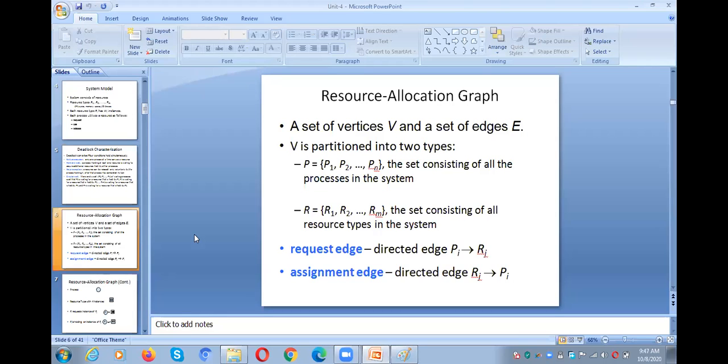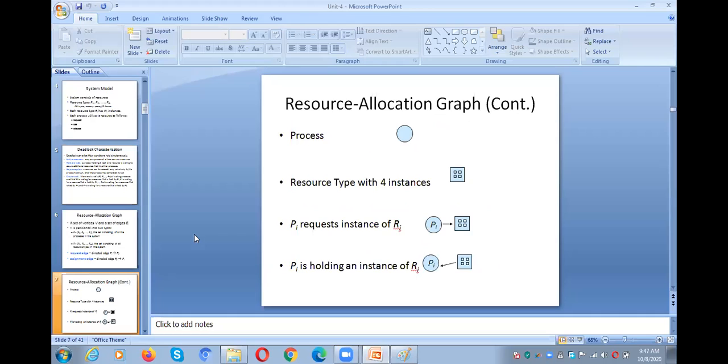So at the time of graph I will show you. So these are the symbols used to represent each one in the diagram, right? So process is usually represented in a circle. Resource is represented with a rectangle. I already told you resource type.